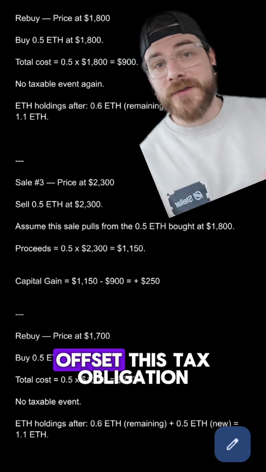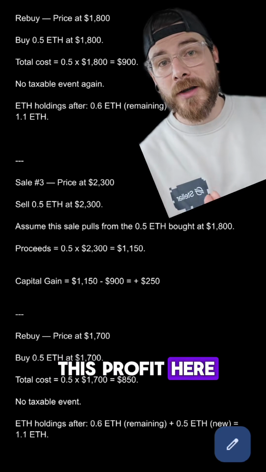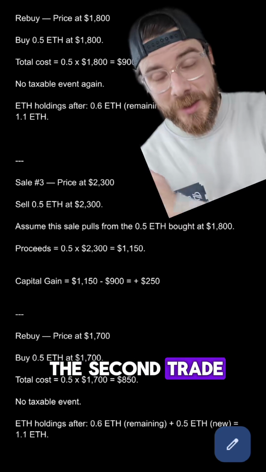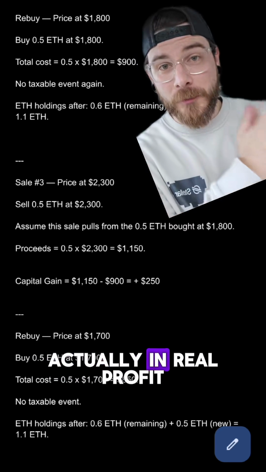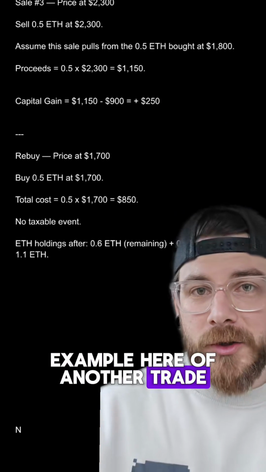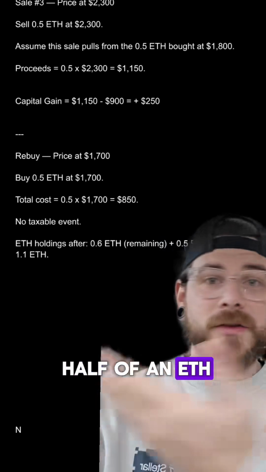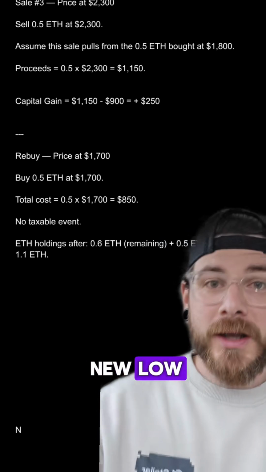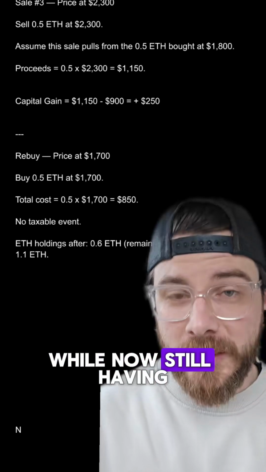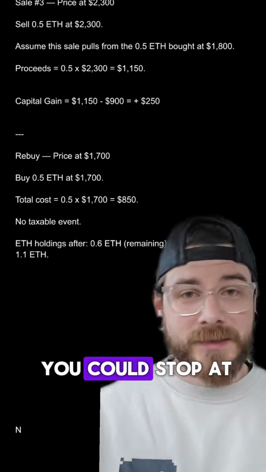We can no longer offset this tax obligation. So we have to remember that we made this profit here because that capital loss we incurred on the first trade was used to offset the second trade. And now we are actually in real profit. So we can't claim that anymore. I gave one more example here of another trade. Take your $1,150, spend $850 of it to buy back another half of an ETH if it drops back down again to a new low. Once again, expanding our position of ETH back up to 1.1 while now still having cash reserves on the side. But really, this could just either go on forever or you could stop at any point.